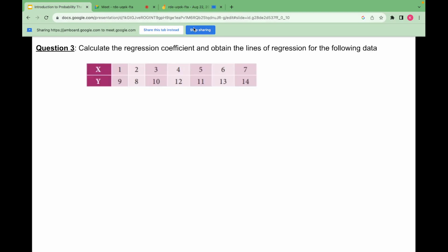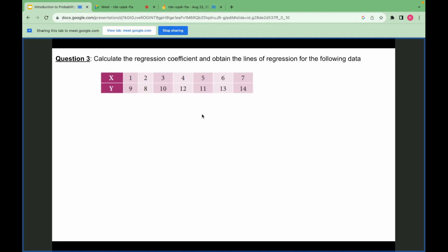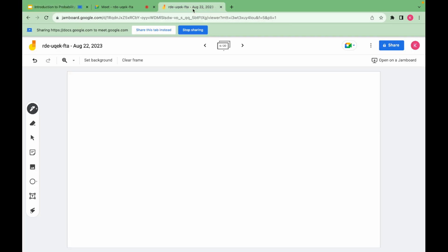Moving to the next question. Now we need to find the regression coefficient and obtain the line of regression for the following data. As we did earlier, we make a table. It will be easier.